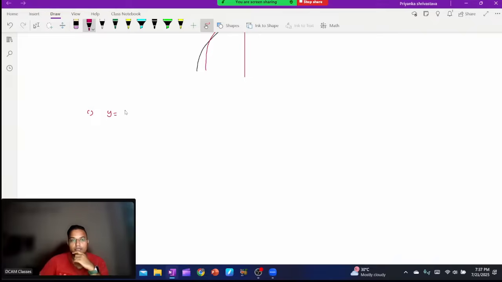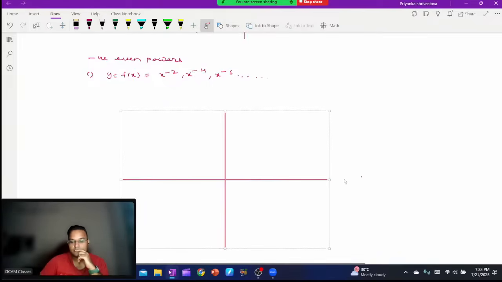Now draw the graph for y is equal to f of x, which is x power minus 2, x power minus 4, negative powers, x power minus 6, negative even powers. Try to plot it. Tell me how the graph will be. The parabola would be upward, downwards, opens to the down. It's not a parabola. See, y is equal to x power minus 2. Yes, it is x power minus 2.